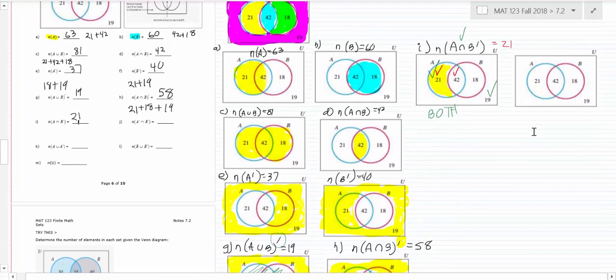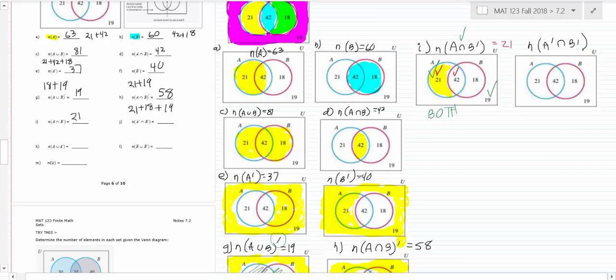It'll help you. Just do that. I use check marks. You can also highlight. Okay, all right. J is this. So J is the number of elements in A complement intersect B complement.